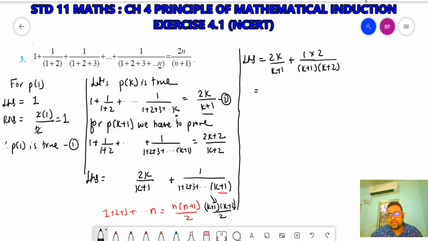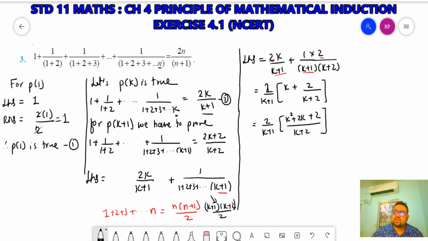Okay, so now what can I take common? I can take common 2 upon k plus 1. I have just taken 2 and k plus 1 common. So what is remaining? k plus 2 upon k plus 2. Clear? So this will be equal to k plus 1, k plus 2 into k square plus 2k, and this plus 2. I have taken LCM k plus 2.